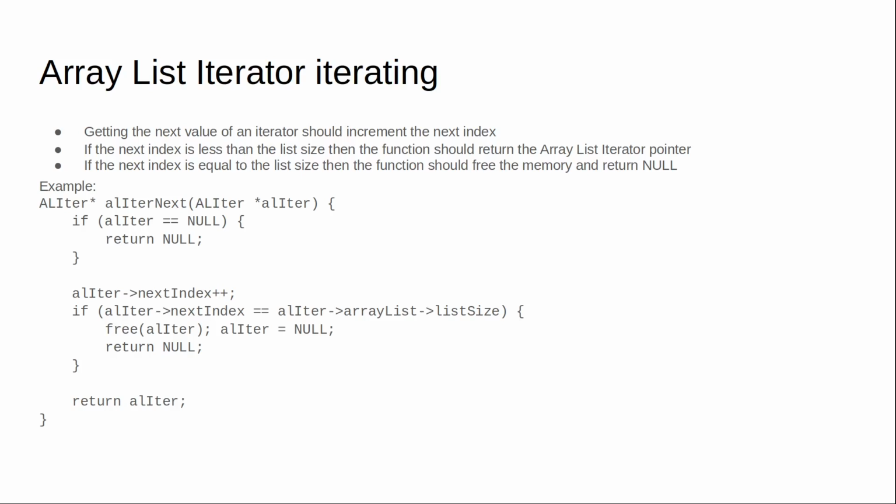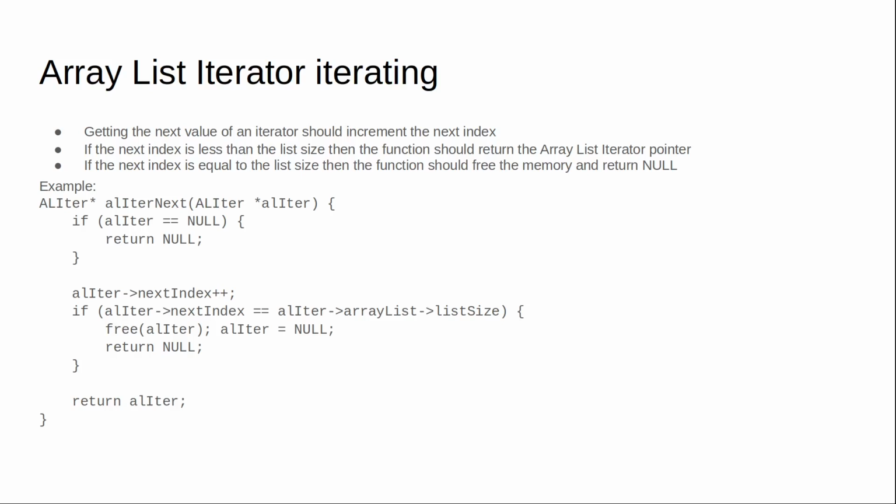We're going to increment the next pointer. So we're going to go to the next element in the array that we're maintaining within the array list. Once we do that, if we are at the value of the list size within the array list, we are done. That means that this iterator has already evaluated all the elements of our internal array, and there's nothing left to evaluate.